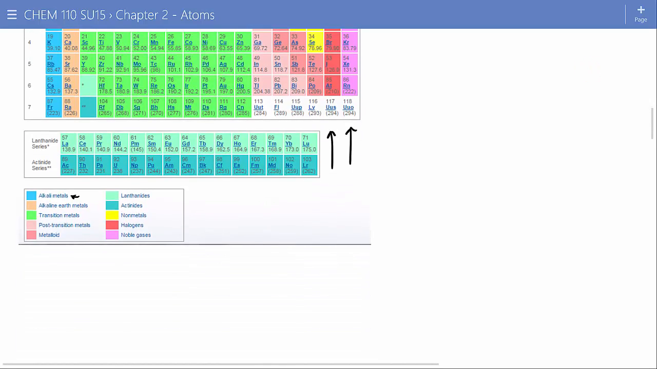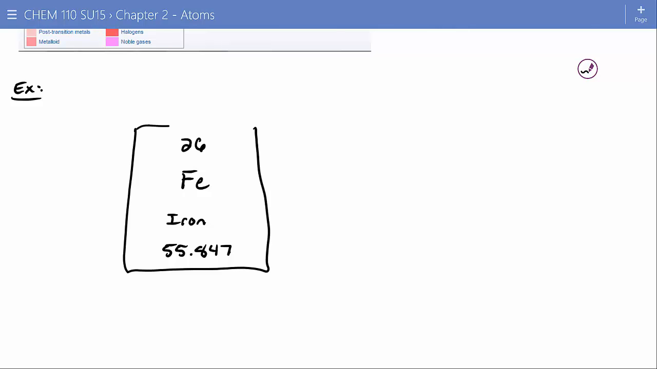Okay, so now let's take a closer look at some of the symbols that we see in the periodic table. For example, I'm going to pull up Fe. And normally what we see is a number above it. We see a name, in some periodic tables at least. And then we see a number below it. So the question is, what does all of this mean?